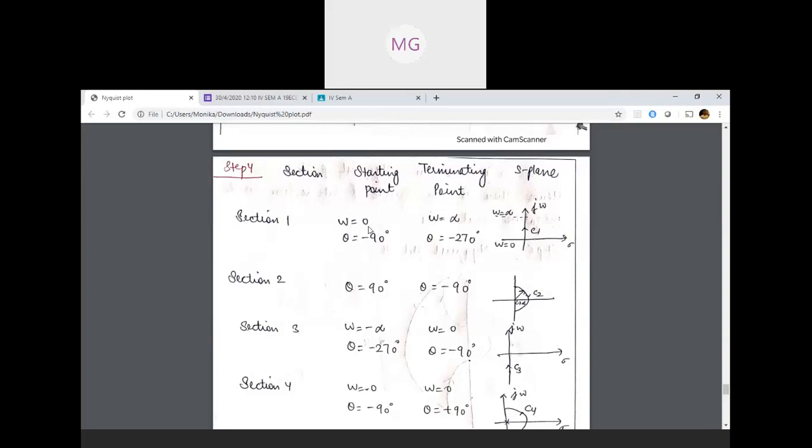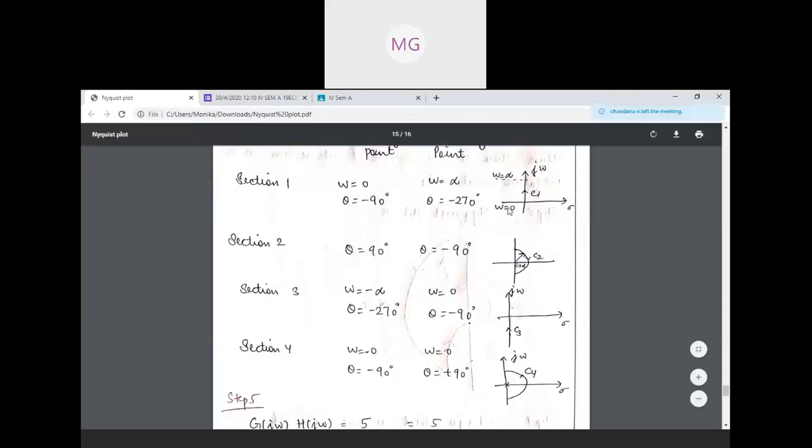Fine. You will find the magnitude and phase angle, right? After finding the magnitude and phase angle, you have to plot it. So how will you plot it? At omega equals 0, the phase is minus 90 degree, and then at omega equals infinity it is minus 270. That means minus 90 to minus 270. That means the plot is in the upward direction.